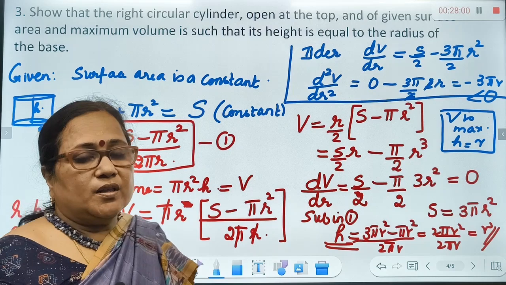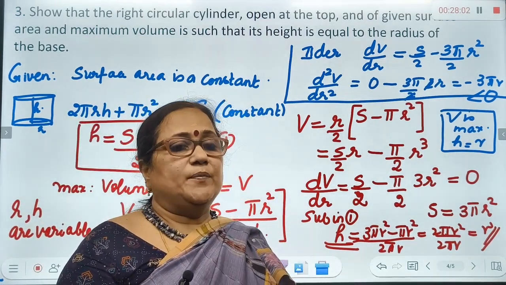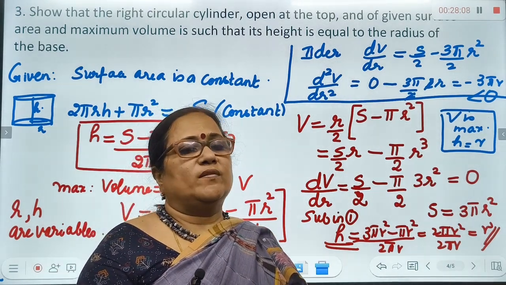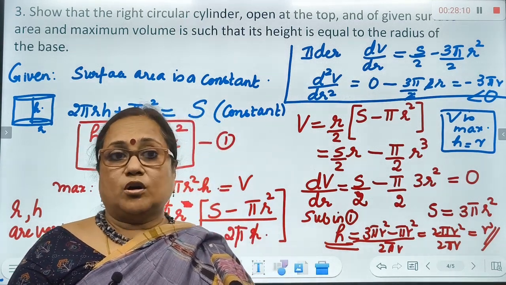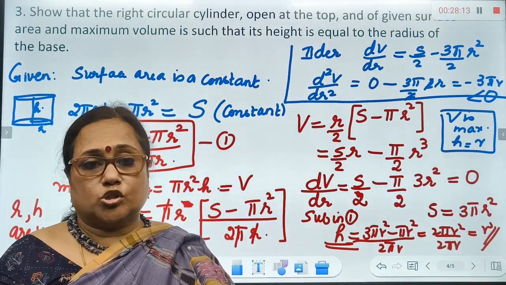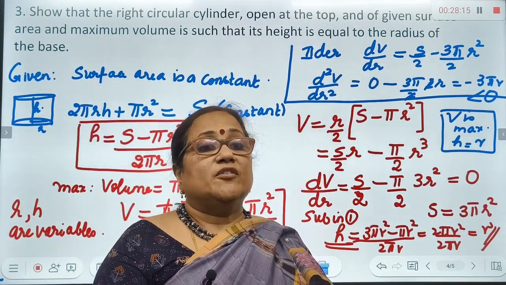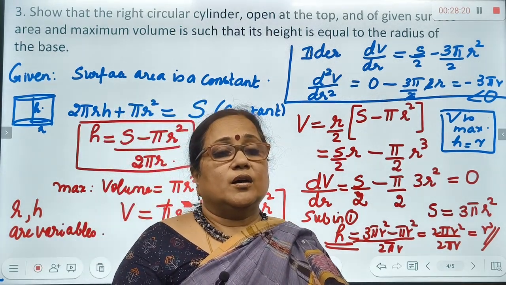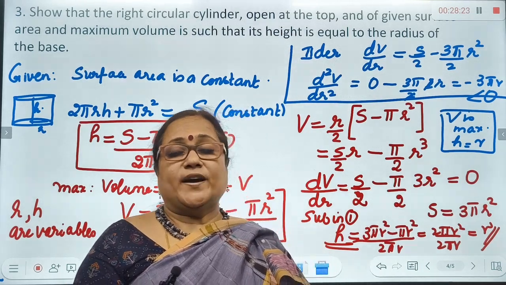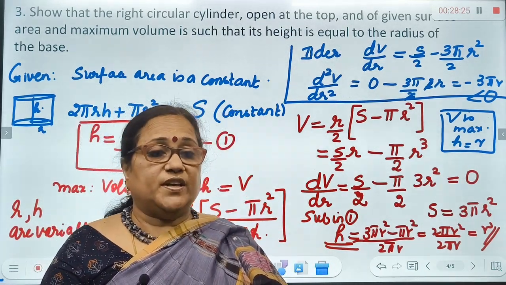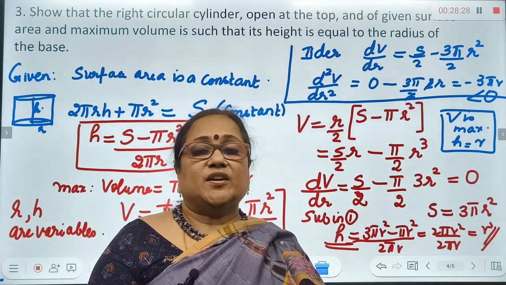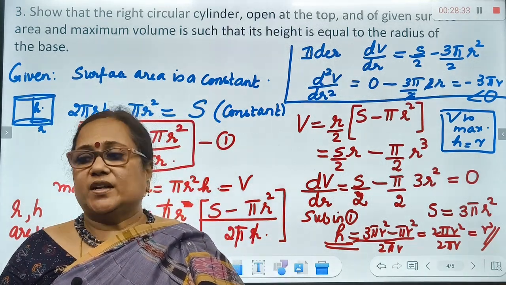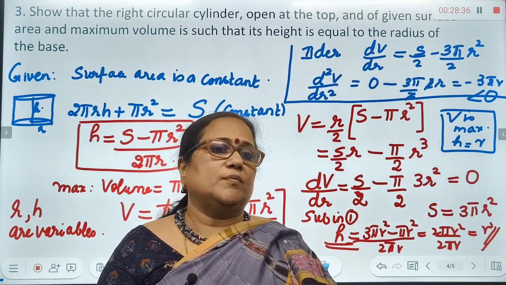So I hope that this session was useful. We were able to do 3 problems, but I am sure that with the slow discussion that we had, you would have understood the algorithm behind how to solve these problems: identifying the constant and the variable, writing the function that you need to maximize or minimize as a function of a single variable using the given data, finding the critical point, and finally using the second derivative test to confirm whether it is maximum or minimum.